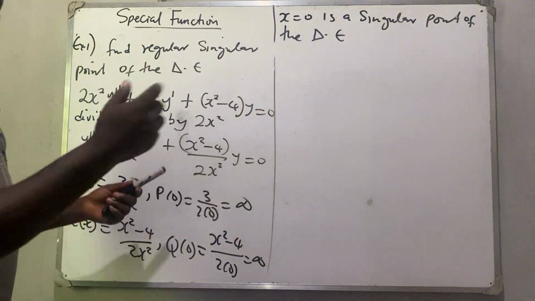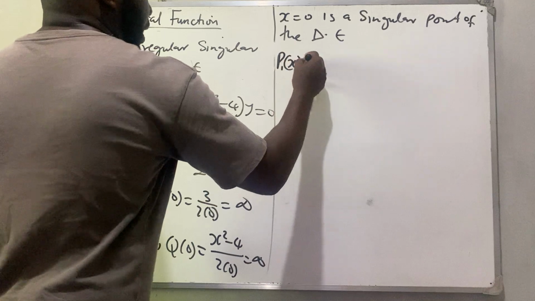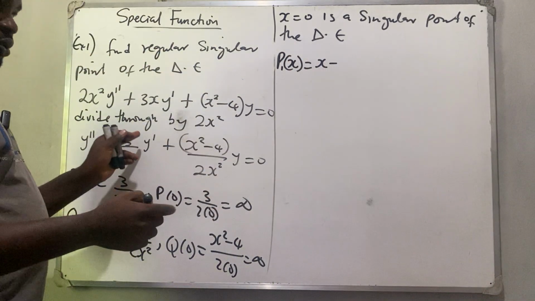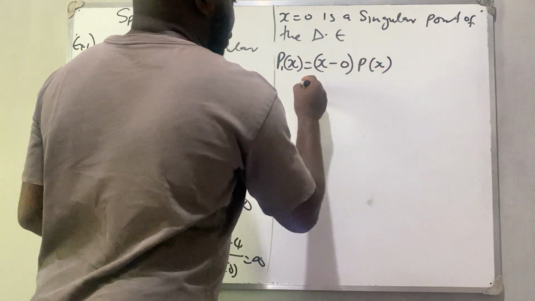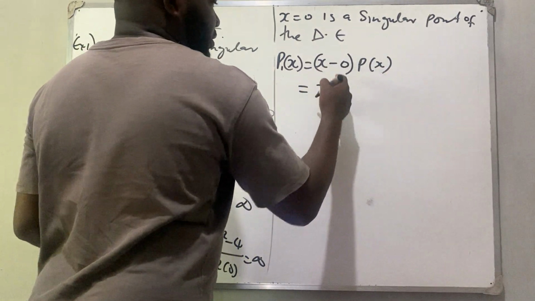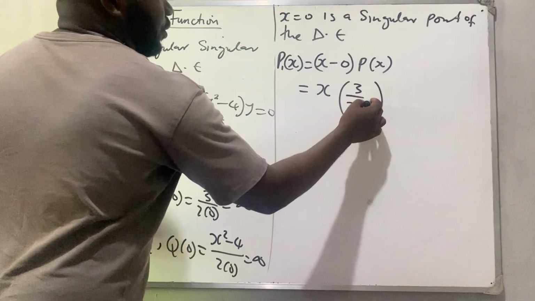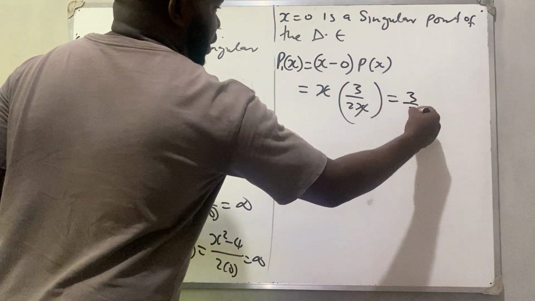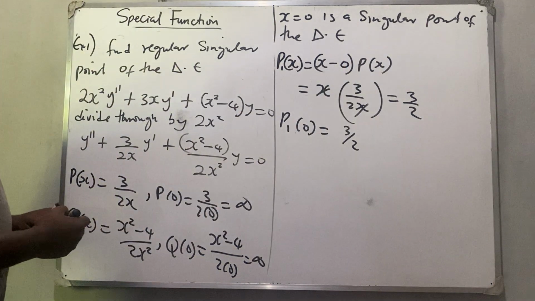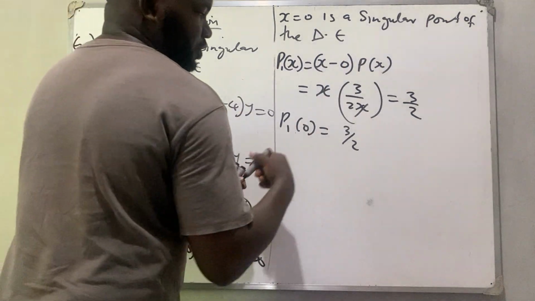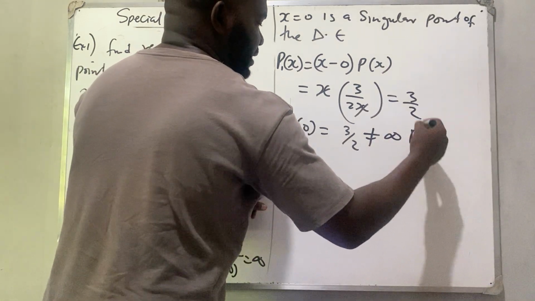So now let's know if it is regular or irregular. How do you know? You get your p1 of x. p1 of x will be equal to x minus that 0, that's x minus 0, which is x, times p of x. And my p of x is 3 over 2x. So if x takes care of x, I'm having 3 over 2. So p1 of 0 is still the same 3 over 2, because there is nothing I'm substituting. And you see that this thing is not equal to infinity. So p1 of x is analytic.